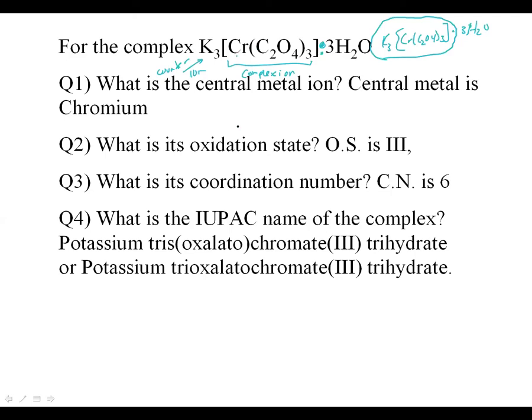And in terms of charge, water is neutral. There's 3 of these potassiums, which gives you a +3. This is oxalate, which is -2. And there's 3 of them, gives you -6. So to balance it out, the chromium here would be +3 in terms of its oxidation state. And that's how they get to the chromate 3 part of it.